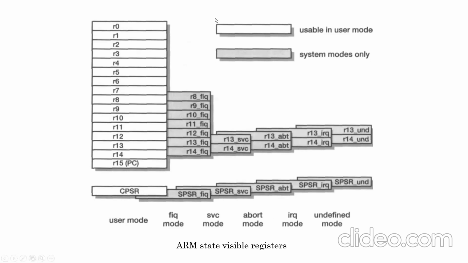So in these four modes, R0 to R12 will be accessible by the user. R13, R14, SPSR will not be accessed by the user. They will act like special purpose registers.